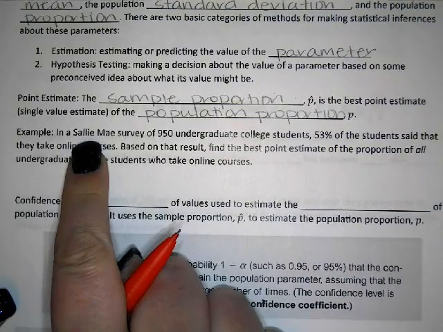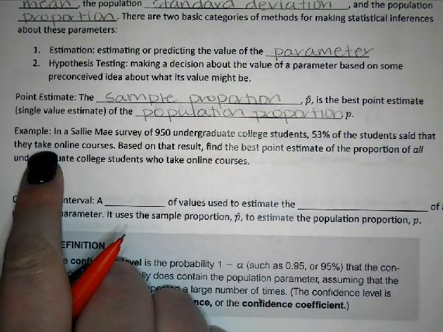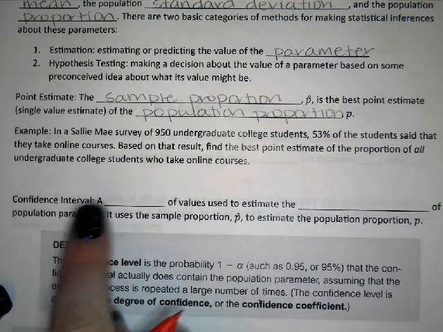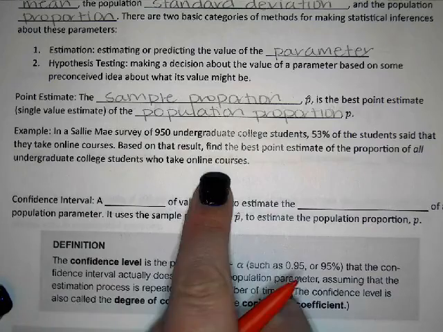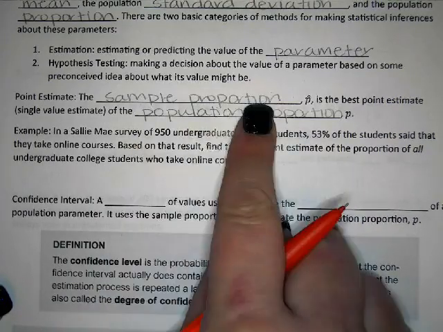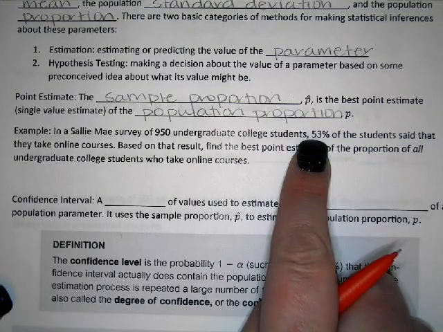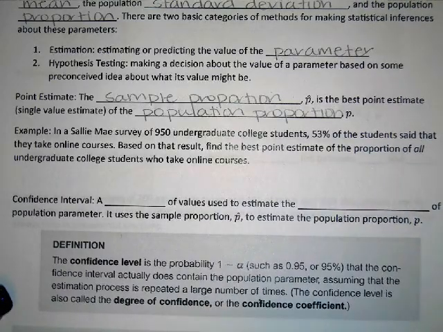So for example, in a Sallie Mae survey of 950 undergraduate college students, 53% of the students said that they take online courses. Based on that result, find the best point estimate of the proportion of all undergraduate students who take online courses. So using this definition of point estimate, our best point estimate is going to be that sample proportion, that p hat. So if 53% of the students said they take online courses, our best estimate is that 53% of all undergraduate college students take online courses. That's all the information we have. That's all we can guess from it.